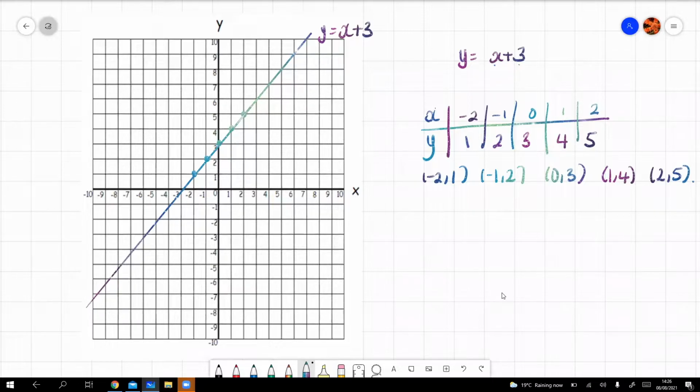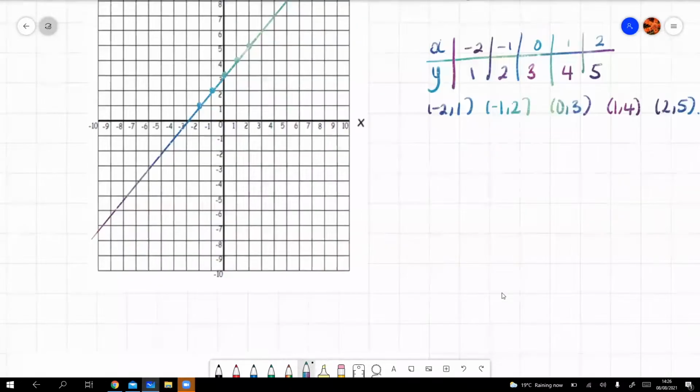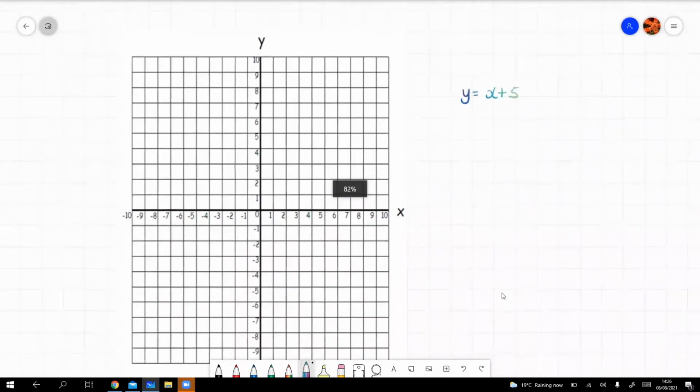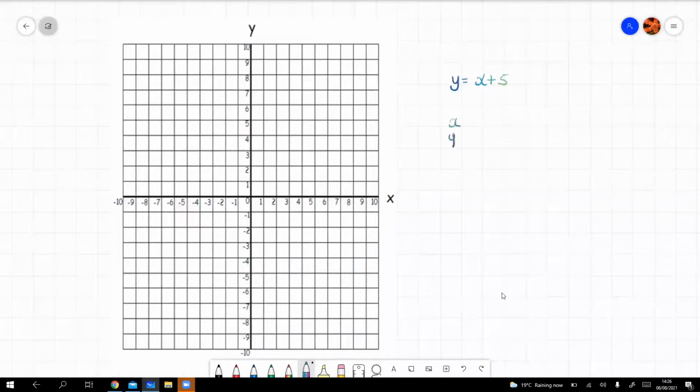Let's do another one that's simple and straightforward. This time, let's do y equals x plus 5. Again, very simple like the previous question. So x and y, again, I'm going to do the same negatives: minus 2, minus 1, 0, 1, and 2. To work out y, I have to add 5 onto my x's. Minus 2 add 5 is 3. Minus 1 add 5 is 4. 0 add 5 is 5. 1 add 5 is 6. 2 add 5 is 7.